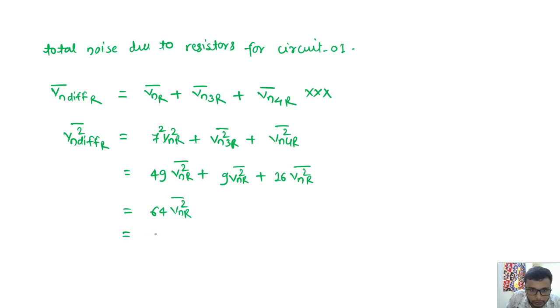That I can write for 64 into 4 kT R, that can be written as 64 into 4, 256 kTR. There is a total noise contribution due to the resistor for the circuit 1.